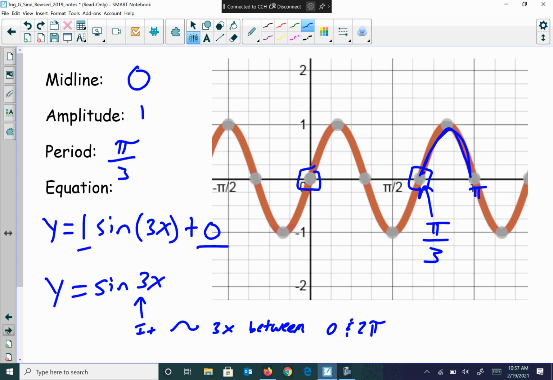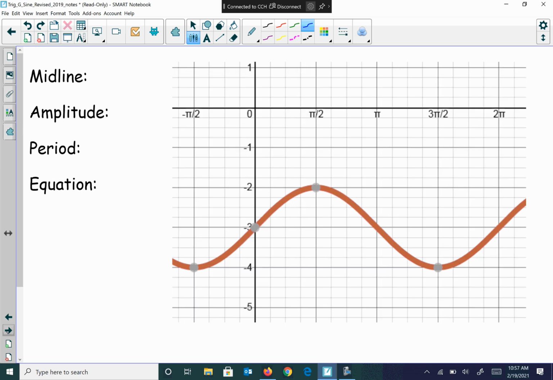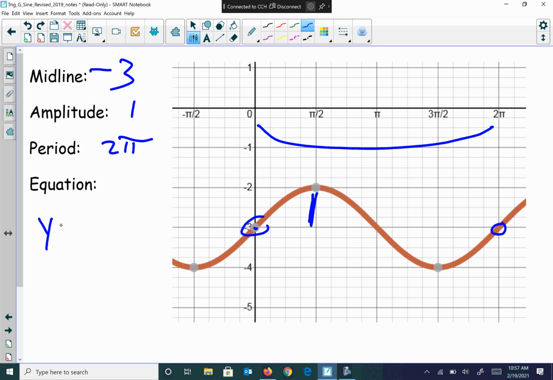Okay, and I have one more I want to try real quick. What's my midline here? -3. Everyone feel comfortable with that? How far is this distance right here? 1. My period goes from here to here. It happens once there. Oh, this is great. My equation, y equals 1 sine x minus 3. So you could clean it up and just have y equals sine x minus 3.